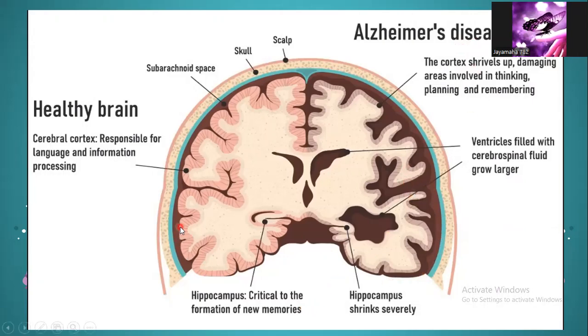So here you can see the cerebral cortex, which is responsible for language and information processing. Now here with Alzheimer's disease, the cortex is shrinking. Therefore, it will damage thinking, planning, and remembering, as well as the ventricles. Here it shows the ventricles filled with cerebrospinal fluid. So these areas become enlarged.